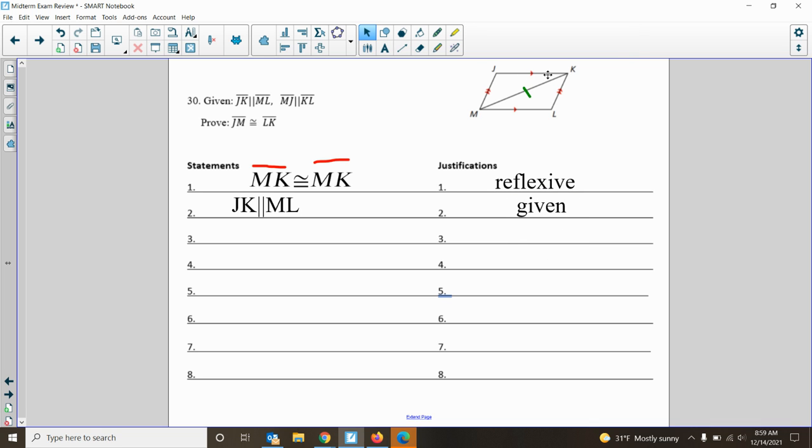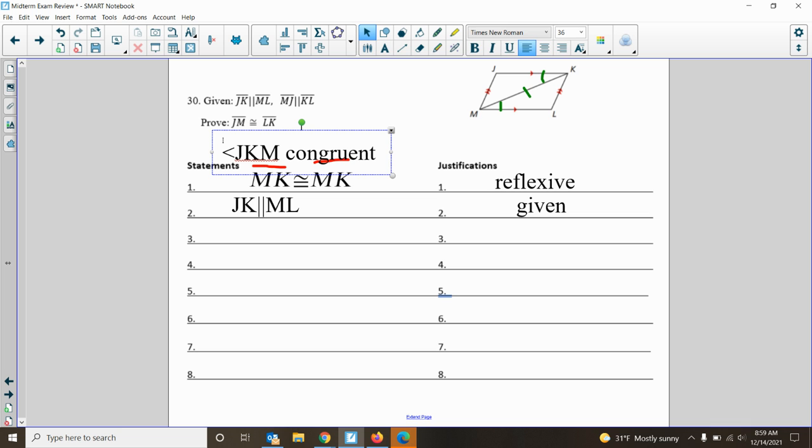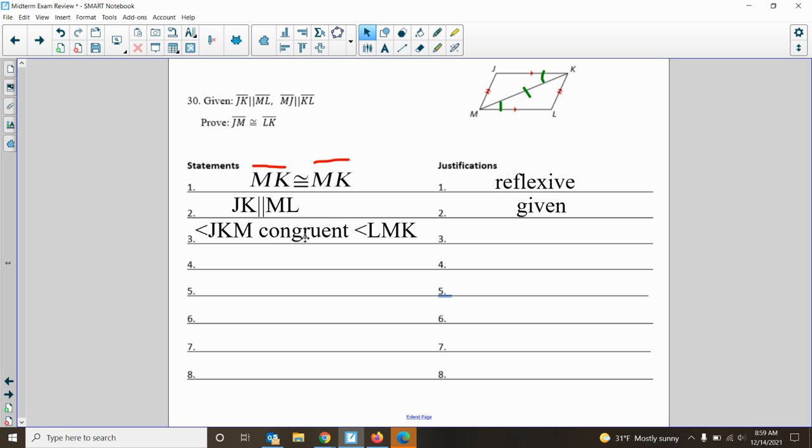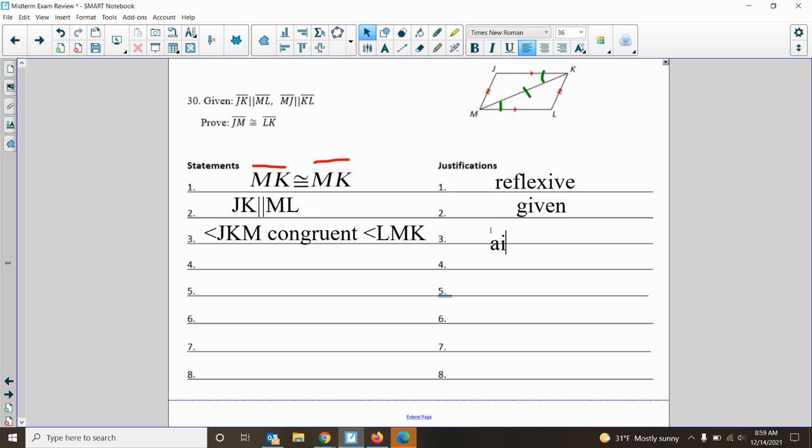And now how does that help us? Well, if JK and ML are parallel, doesn't that mean that angle JKM is congruent to LMK? Those are alternate interiors. So let's write that down. That means that angle JKM is congruent to angle LMK. And that's by the AIAT.